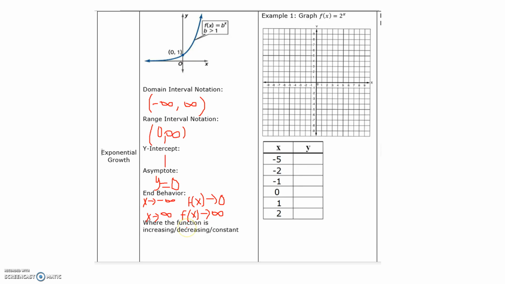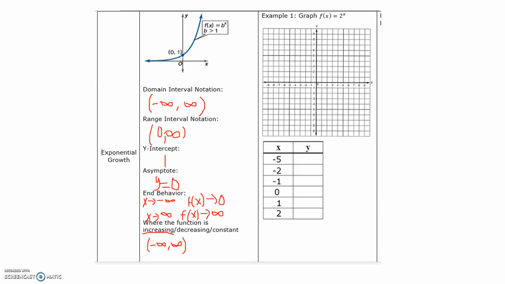And then where the function is increasing and decreasing or constant, remember when we're reading graphs, we start from the left to the right, and this is always increasing, so I'm going to underline increasing for my entire domain. From negative infinity to positive infinity, it's increasing.